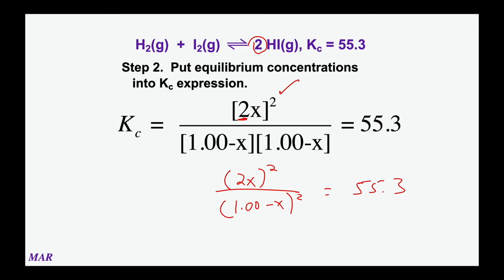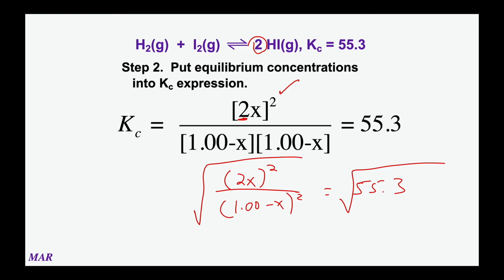Well, in the old days, before the solve button, when I had to walk uphill both coming to and going from school, and etc. Anyway, what we would do is you can literally take the square root of both sides. The square root of 55.3 is just a number. I don't know what it is, I'll tell you on the next page.